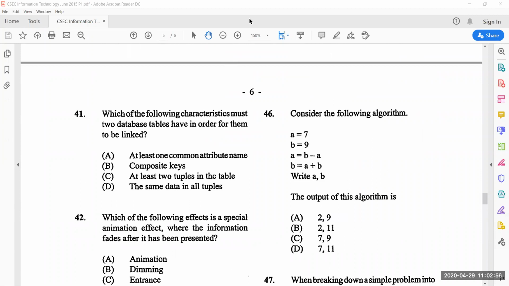Okay, moving on to 46. What is the output of the algorithm?